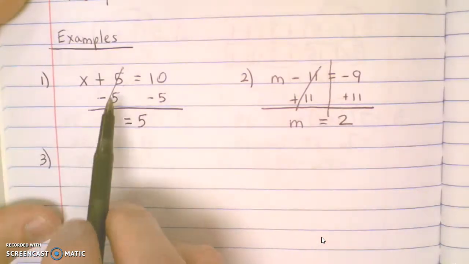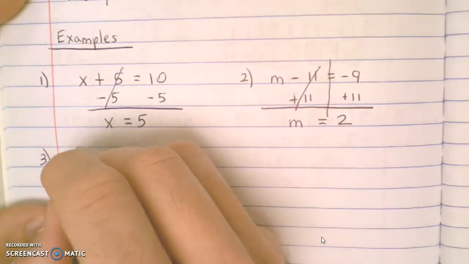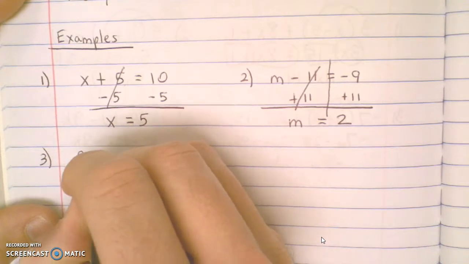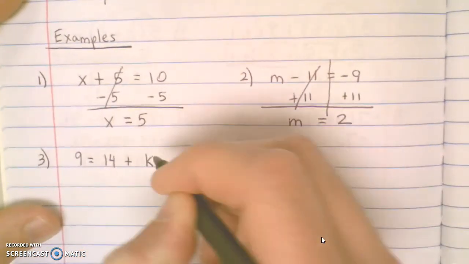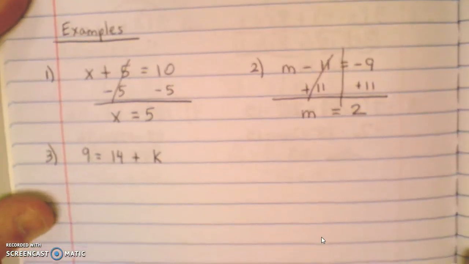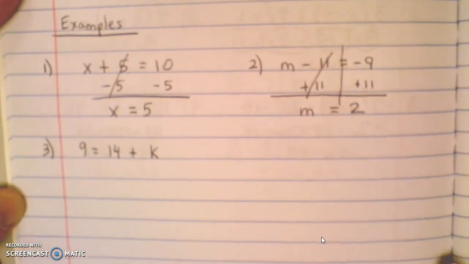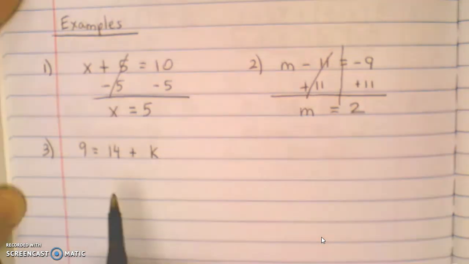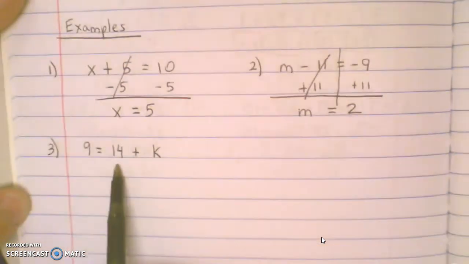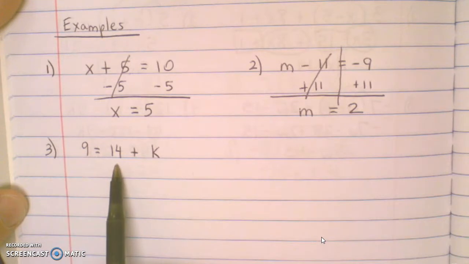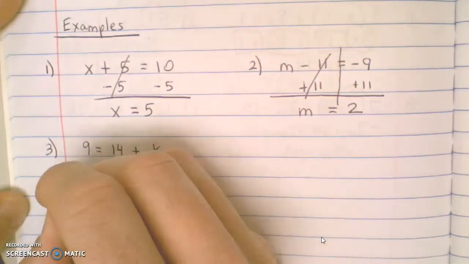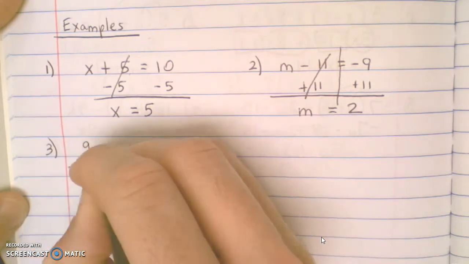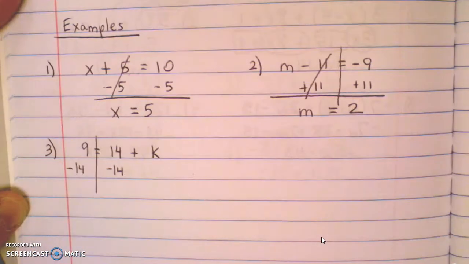Equations don't always have to be written in this form, so I want you to be comfortable seeing problems where the number comes first and then plus the letter. So let's say here I've got 9 equals 14 plus k. The undo of adding 14 would be subtracting 14. So I'm going to subtract 14 on the right-hand side of the equal sign and on the left-hand side. And again, remember, if you're having trouble seeing that, draw that line separating the two sides of the equal sign.